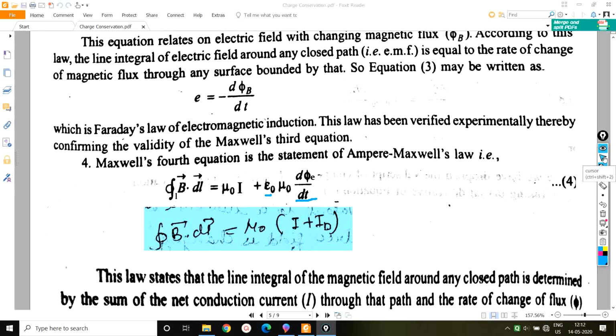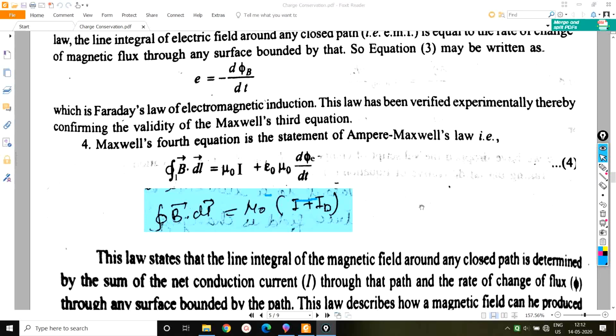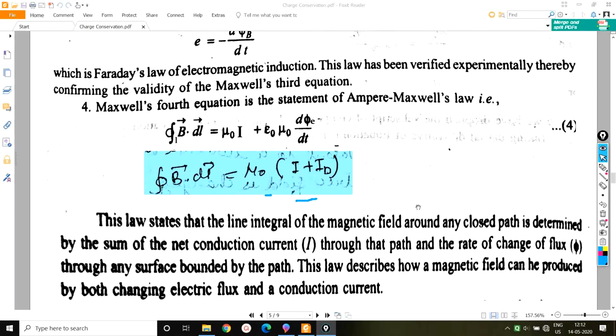And what does it indicate, or what does it state? It states that the line integral of magnetic field around any closed path is determined by the sum of the net conduction current through that path and the rate of change of flux through any surface bounded by that path. So this law gives us an important thing, that a magnetic field can be produced by a changing electric flux as well as conduction current.